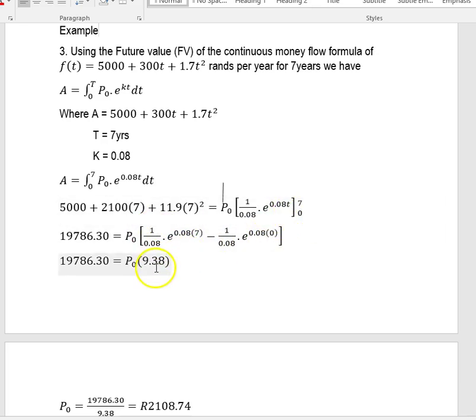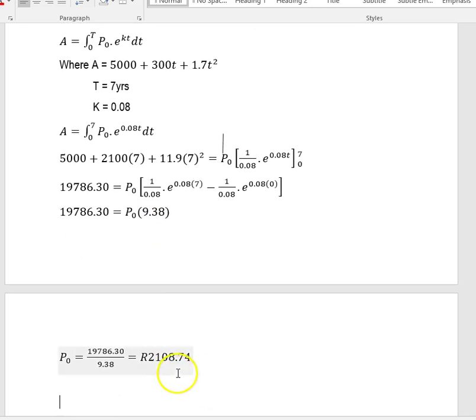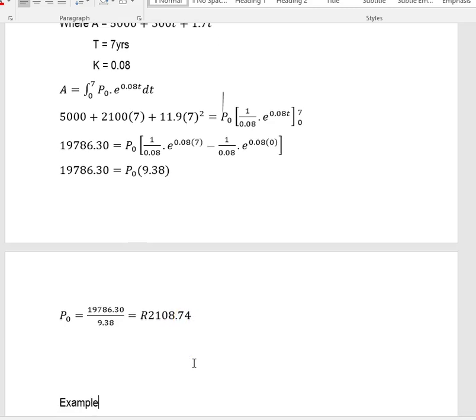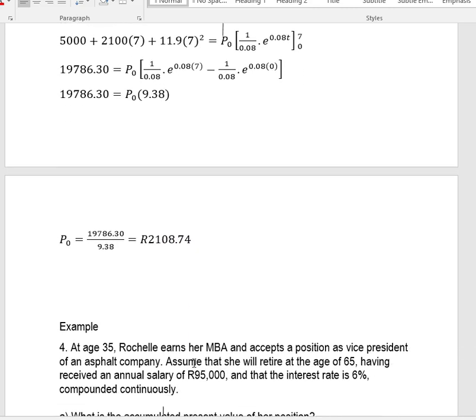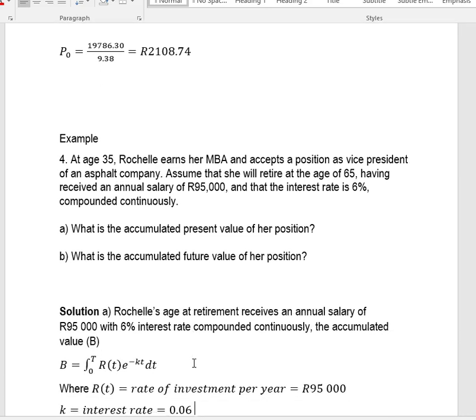Subtract the 2, and then you have 9.38. Divide both sides by that, you have your P0 as 2,108.74. That's how much you need to be putting in as a present value to earn so much. Now let's go to more examples.